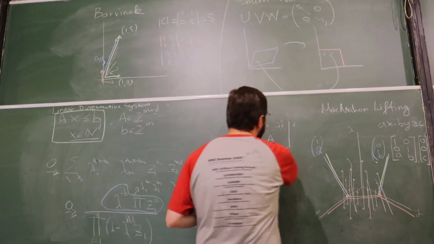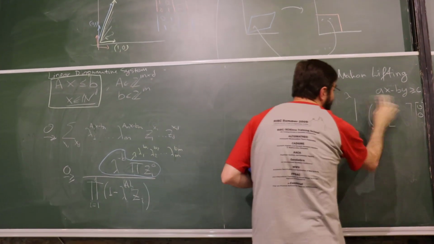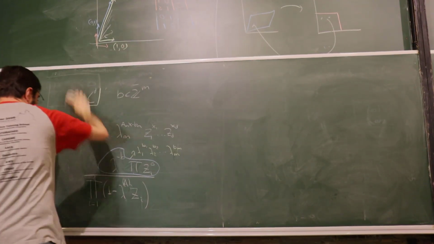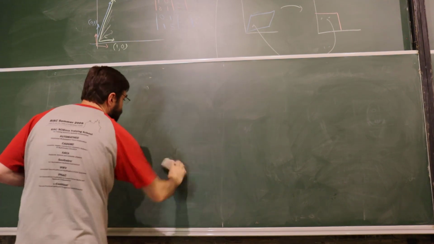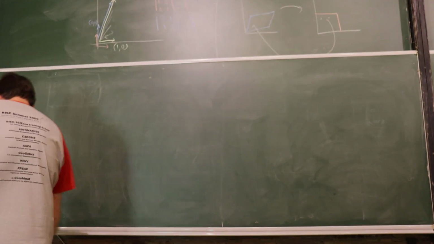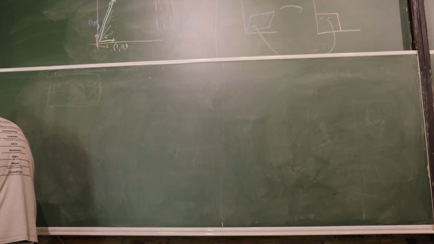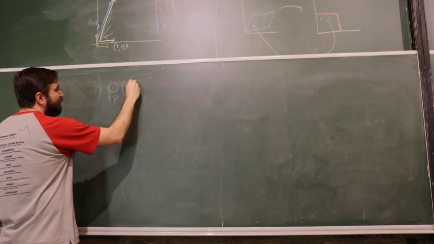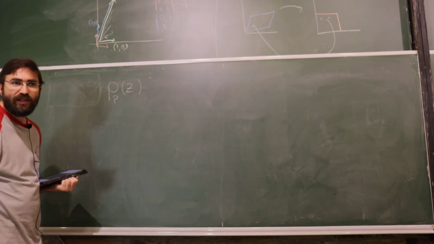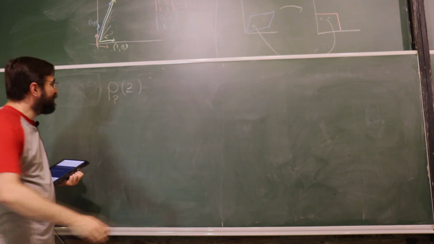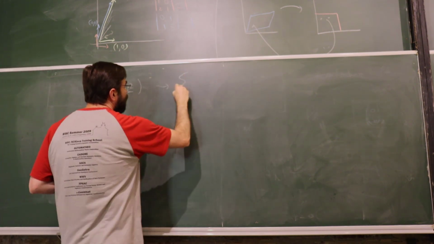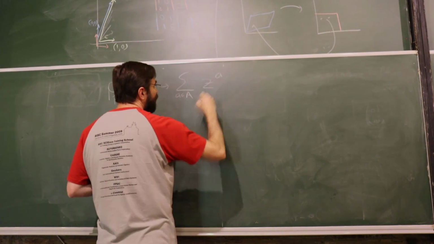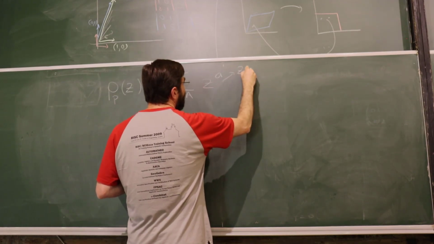In case you didn't notice the Q series, I think actually this is the one thing I shouldn't have erased. So here we have, for some polyhedron, a rational function in many variables. So this counts whatever set we want to enumerate.